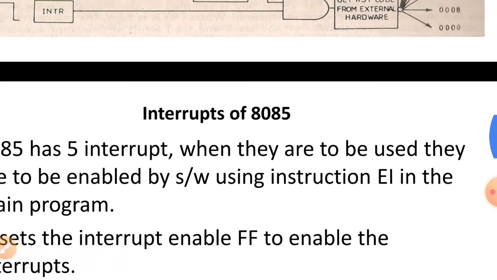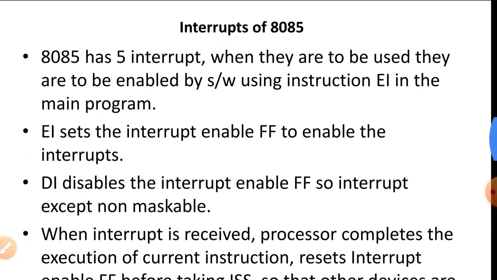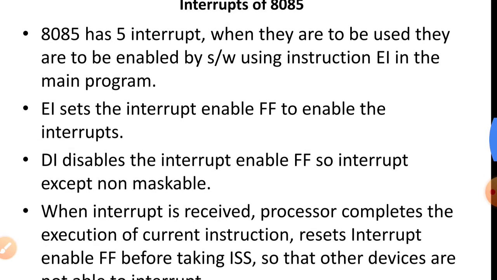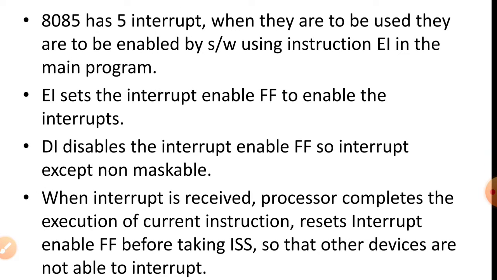So, when we summarize the interrupts of 8085, it has 5 interrupt lines, and these interrupt lines can be enabled. For any device that wants to transfer data through the interrupt process, it is necessary that the internally available interrupt flip-flop of the 8085 is enabled. If it is not enabled, then any kind of vectored interrupt or any kind of maskable interrupt cannot be serviced. Of course, non-maskable interrupts are an exception to that.